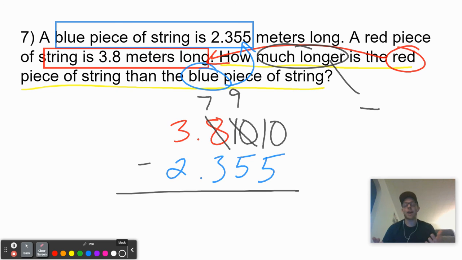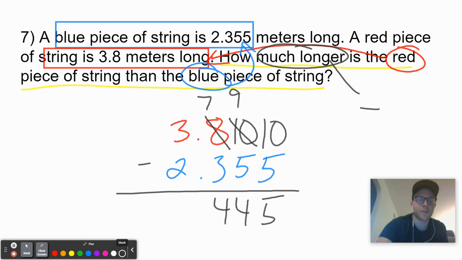Now I'm ready to subtract. 10 minus 5 is 5. 9 minus 5 is 4. 7 minus 3 is 4. Decimal point comes straight down. And 3 minus 2 is 1.